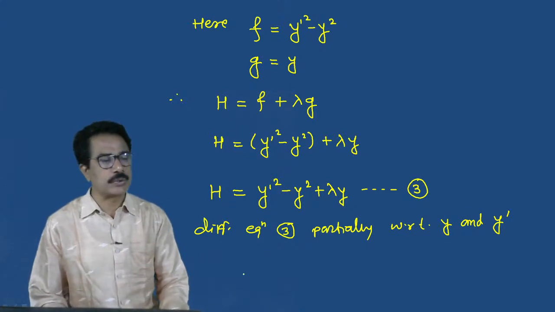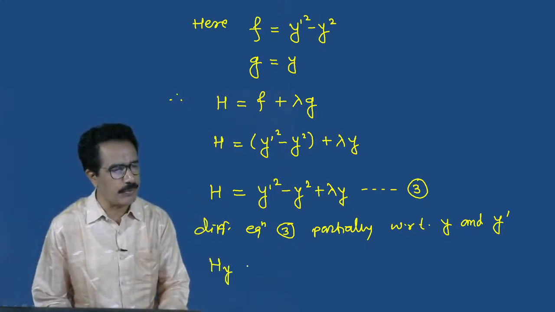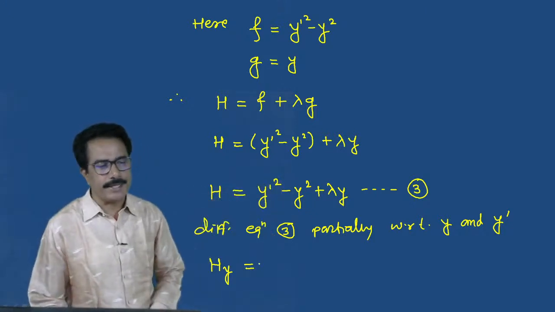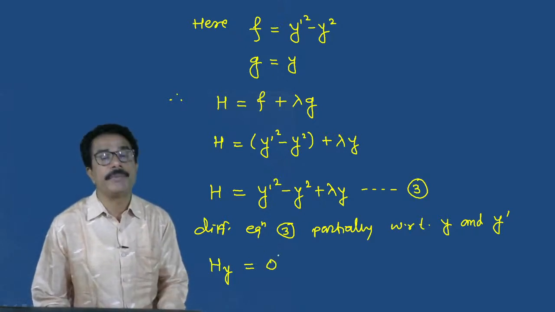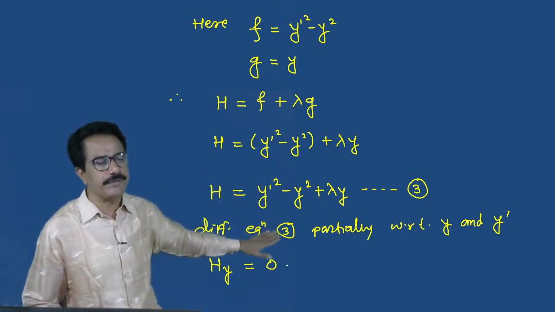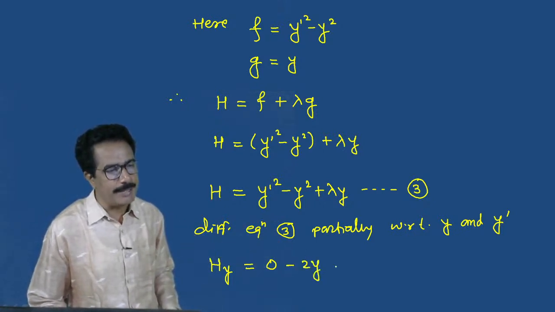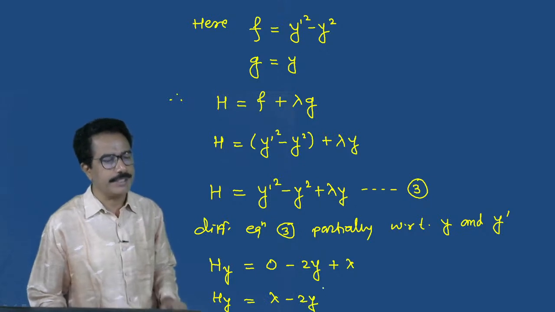Okay, now you tell me, student, what is h suffix y? So h_y means the partial derivative of h with respect to y. Tell me, everyone, what comes out? The derivative of y dash square is 0, because we are differentiating partially with respect to y, so it will be 0, minus 2y plus lambda. That means h_y is equal to lambda minus 2y. Is it okay?